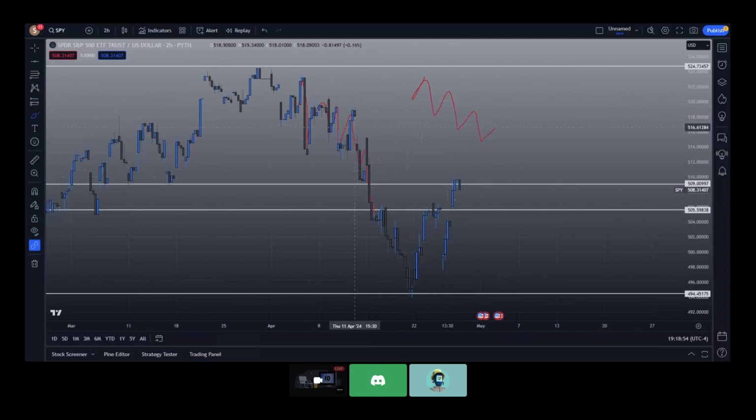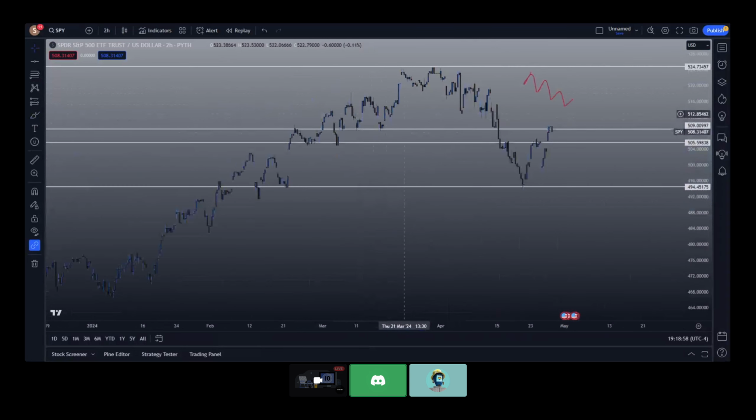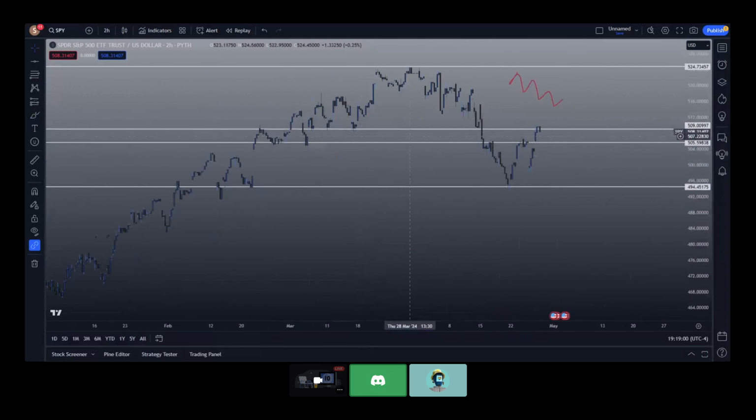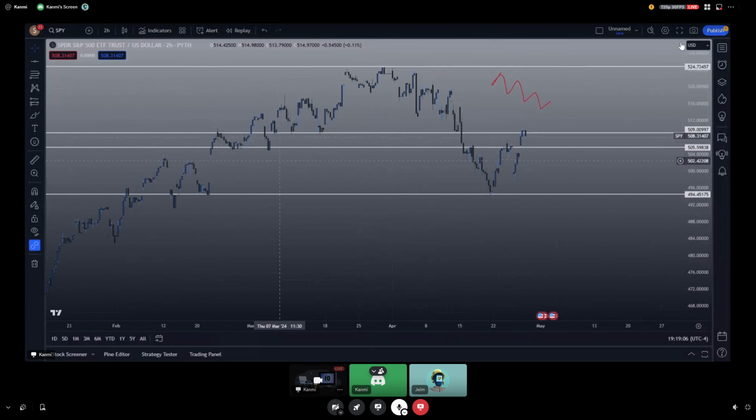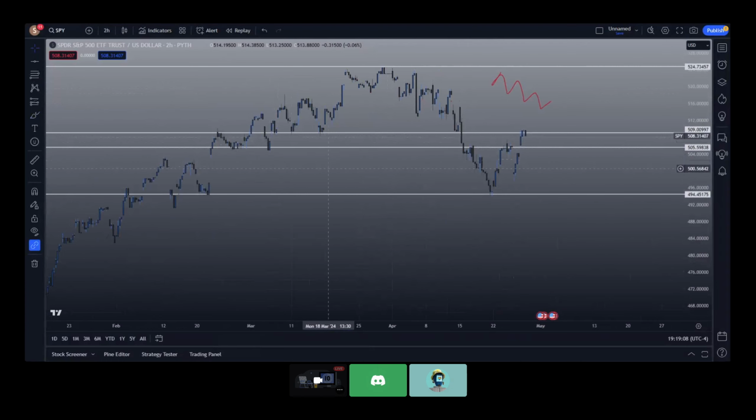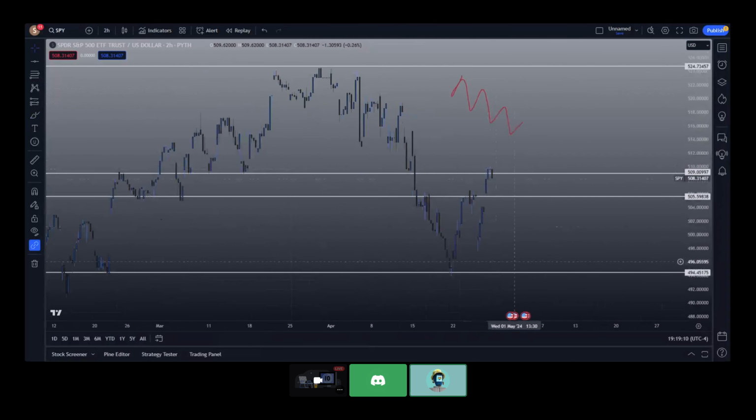All right. So do you see any? We just need to look for some more key levels. Go up to around 520.